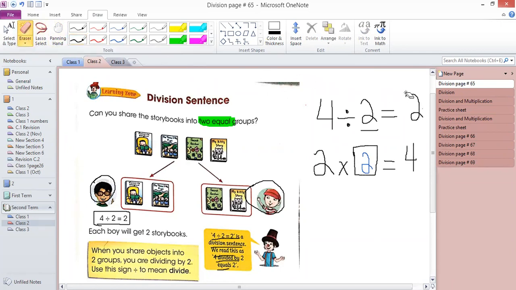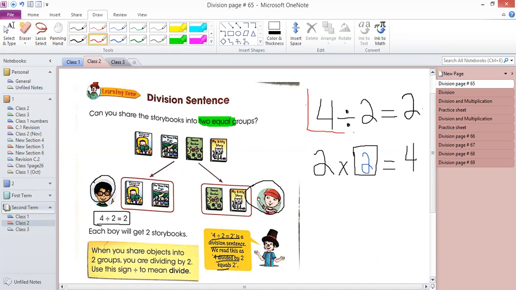This is the answer. Again, I repeat, guys. When you divide 4 by 2, you will check the table of 2. 2 multiplied by what will give you 4? 2 by 1, 2. 2 by 2, 4. So because 2 by 2 is equals to 4, that's why 4 divided by 2 is equals to 2.